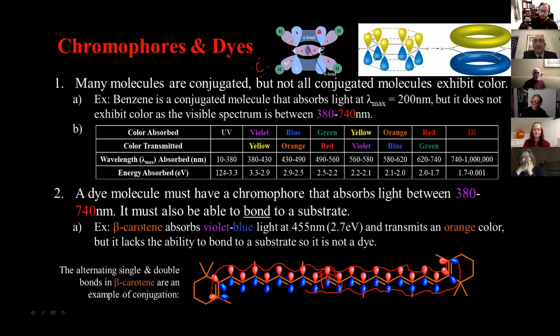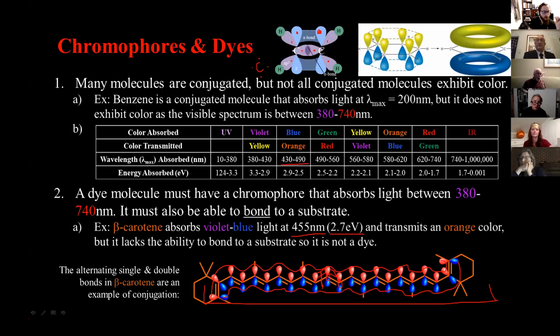And we can actually measure this band. So what does that equal? Well, we can take an instrument, measure this, and see that it absorbs 455 nanometers of light, which correlates to 2.7 electron volts, which we see right here.